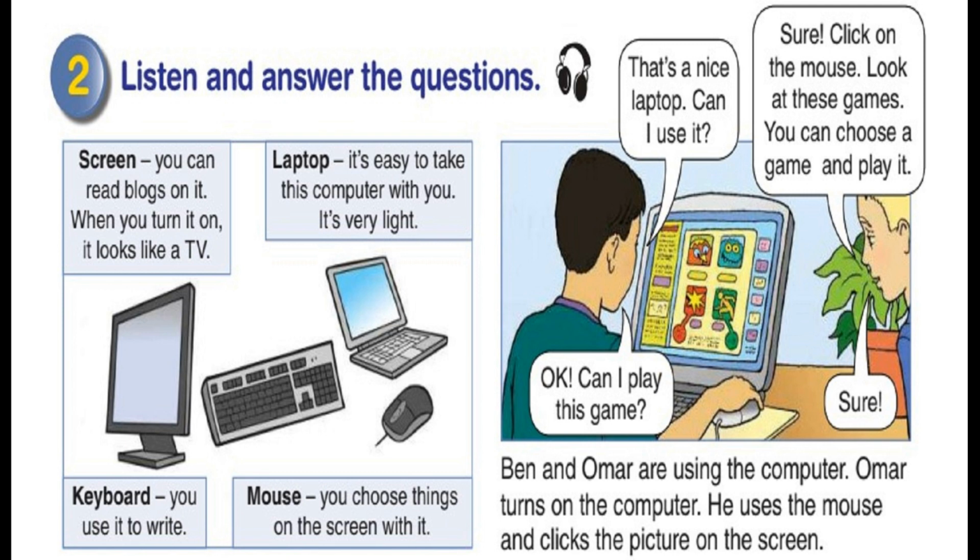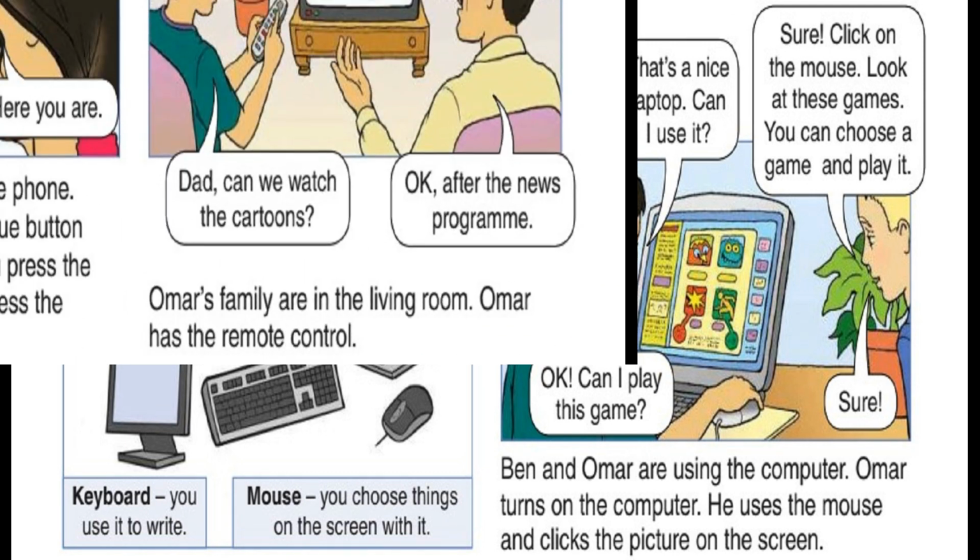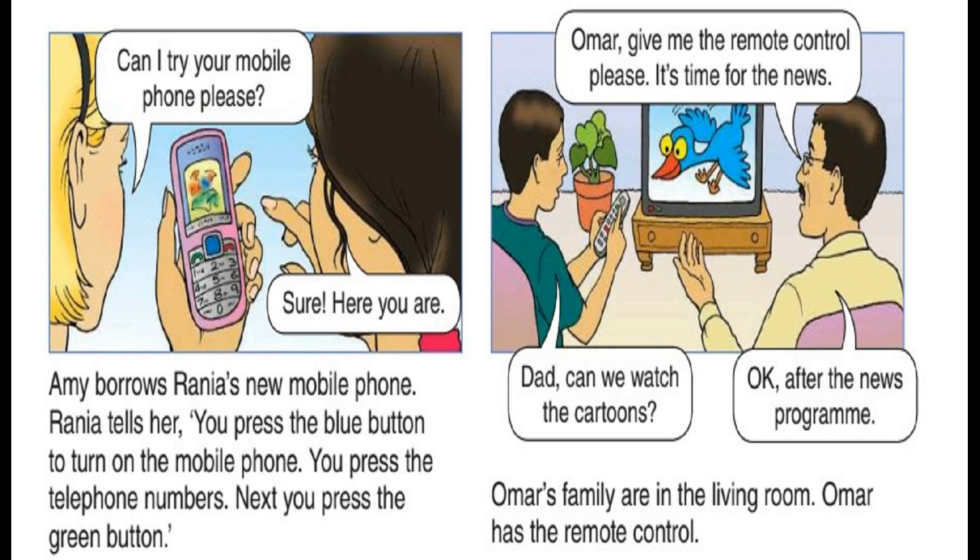Amy borrows Rania's new mobile phone. Rania tells her, you press the blue button to turn on the mobile phone. You press the telephone numbers. Next, you press the green button. Can I try your mobile phone, please? Sure. Here you are.